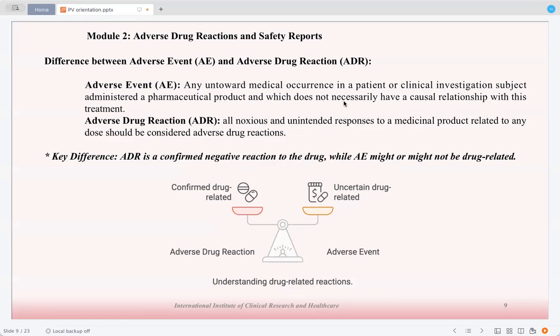So an adverse event does not necessarily have a causal relationship with the treatment, but an adverse drug reaction is a response to a medicinal product at any dose, that is, it's confirmed drug related. The adverse drug reaction is confirmed drug related, and the adverse event is uncertain drug related. So that is the key difference between ADR and AE.